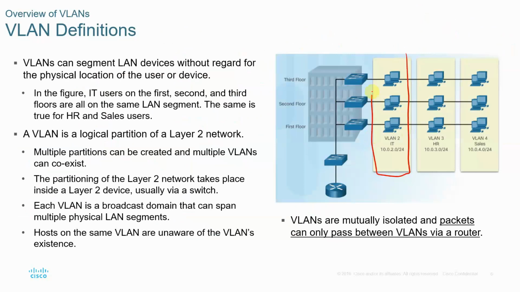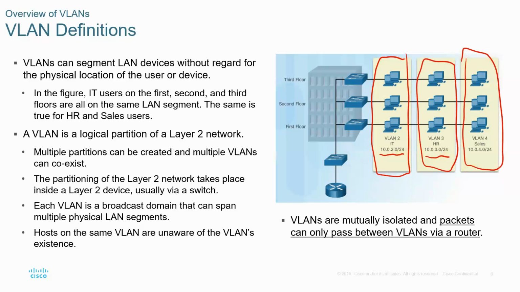Here, you are actually assigning these devices to be a member of VLAN 2, and you're giving them this network address. This is, for example, the IT department. These devices are members of VLAN 3, and they are given this network address, and it is the HR department. And these devices are members of VLAN 4, and they are given this network address, and this is the sales department. This is just an example.